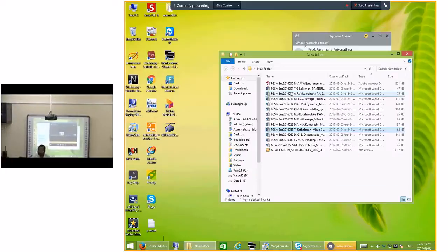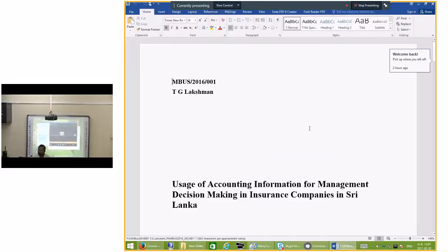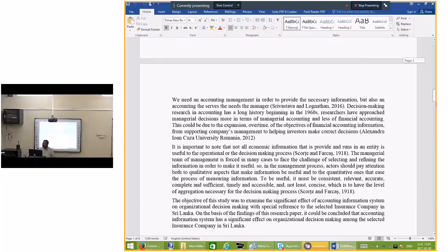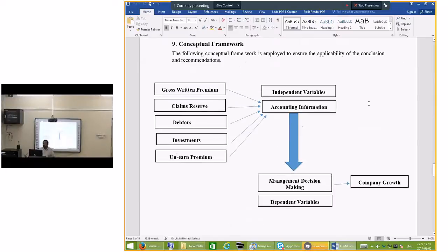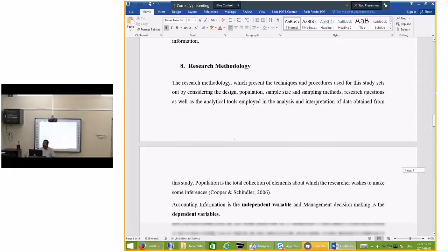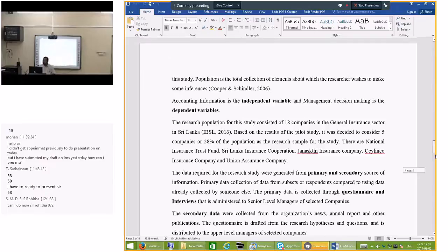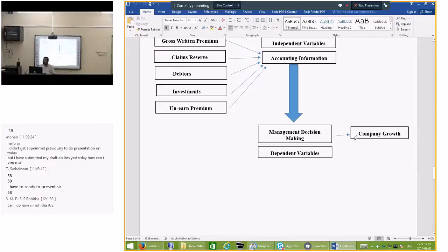Did you submit again? Hello, sir. Usage of accounting information for management decision making in insurance companies in Sri Lanka. Conceptual framework: gross written premium, claim reserve, debtors, investment, unearned premium. Accounting information. By that, put company growth. Company growth is not in your topic. Accounting information for management decision making in insurance companies. There is no company growth. Delete that.